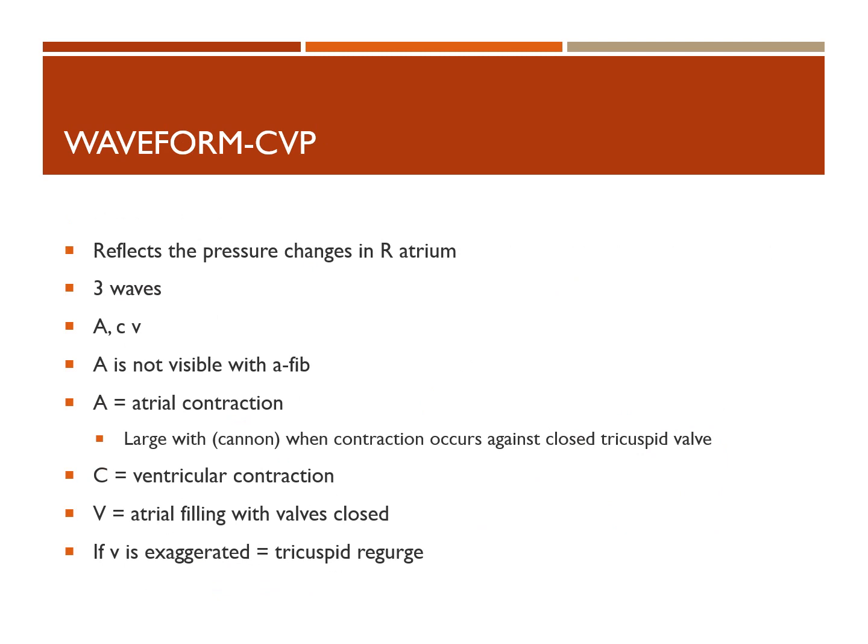So waveforms, I will ask you about waveforms. Expect test questions about waveforms on a CVP. Have we gone over this before? I don't think so, but we have, great. There are three waves. You have the A wave, the C wave, and the V wave. The A wave is not visible with atrial fibrillation because it represents atrial contraction. The A wave represents atrial contraction. So atrial contraction is what you're looking at there.